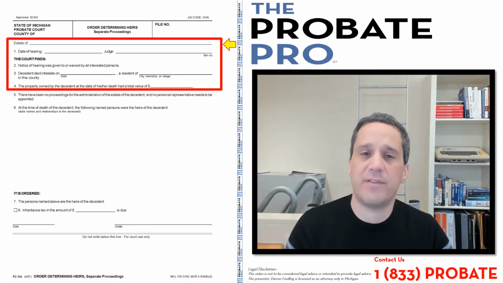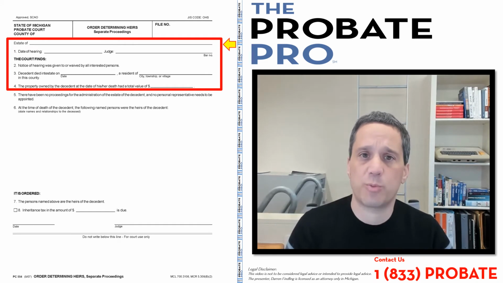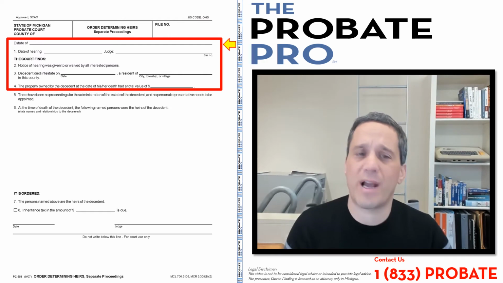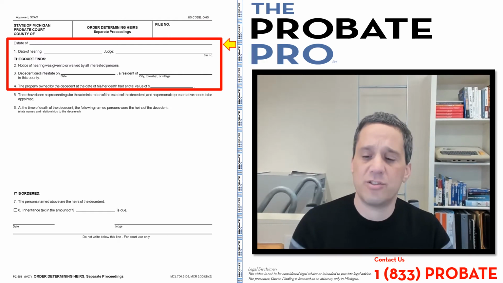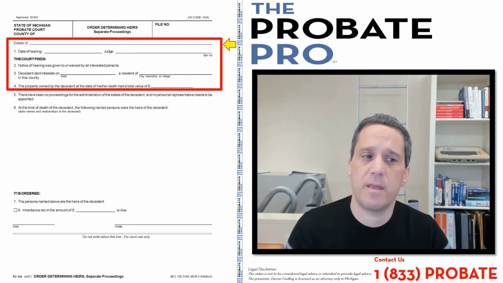The estate name, date of hearing, and the judge's name, pretty simple. And here are the findings of the court. The court finds that notice of hearing was given to or waived by all the interested persons. We've discussed that a moment ago. The date of the decedent's death, and that they died intestate, and they were a resident of a particular location. It has to be the county upon which this probate is proceeding. 4, the property owned by the decedent at the date of death had a value, and this is just an approximate valuation.